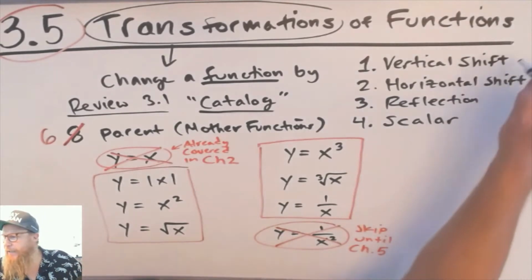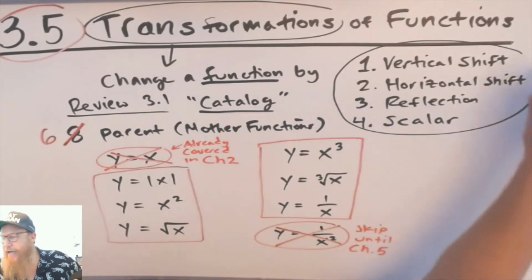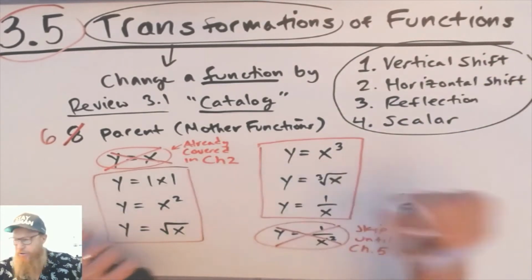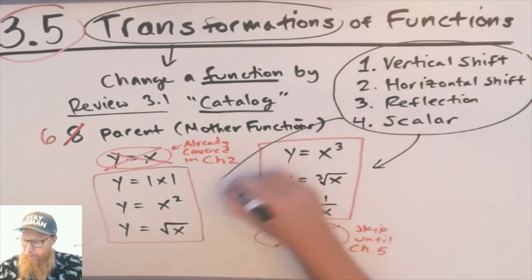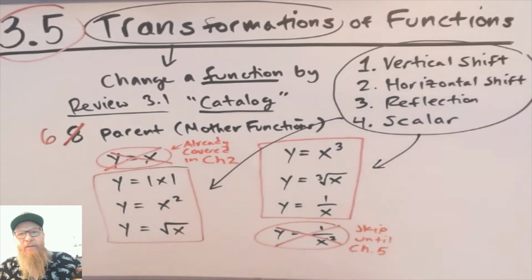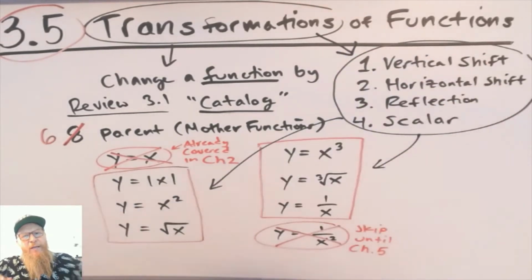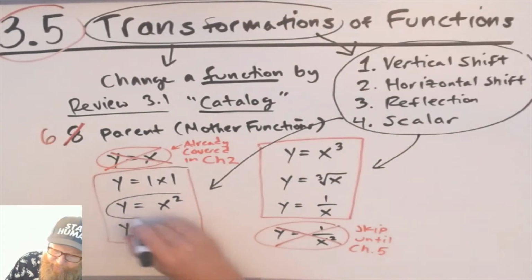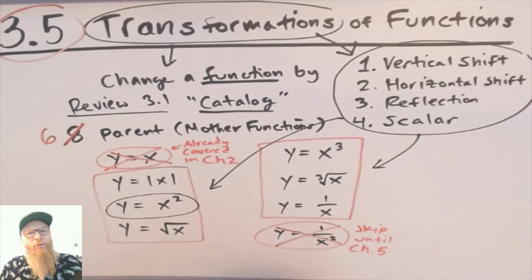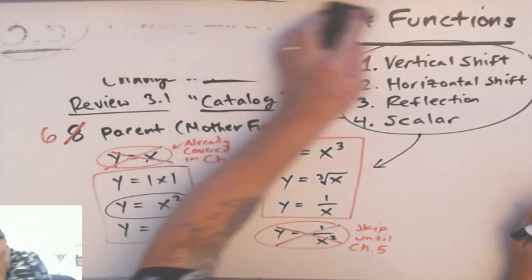So basically what we're going to do is we're going to take these 6 functions and we're going to apply the 4 different types of transformations. These are the different types of transformations to these basic functions. Let's start with my favorite, the quadratic, also known as the parabola.